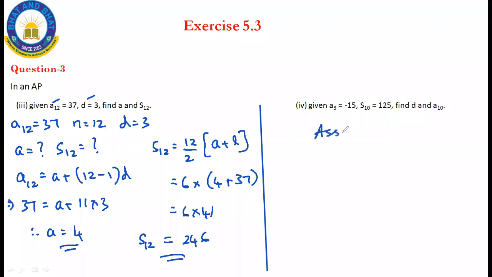Yes, this is your assignment question, students. Question 3, part 4. a3 is equal to minus 15. S10 is equal to 125. You have to find out d and a10. Is that clear? Have you noted down your assignment now? Have you noted down your assignment, all of you?